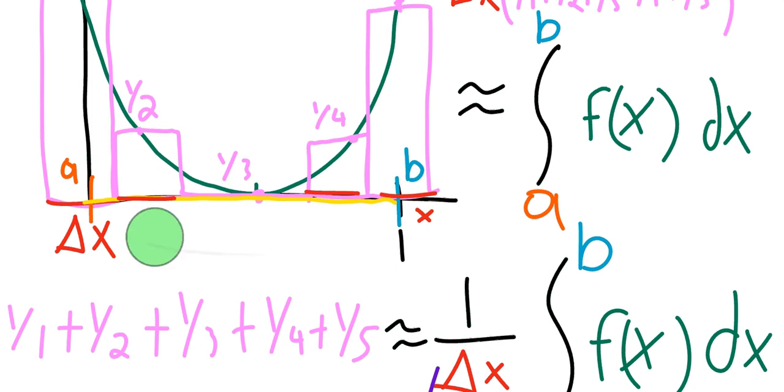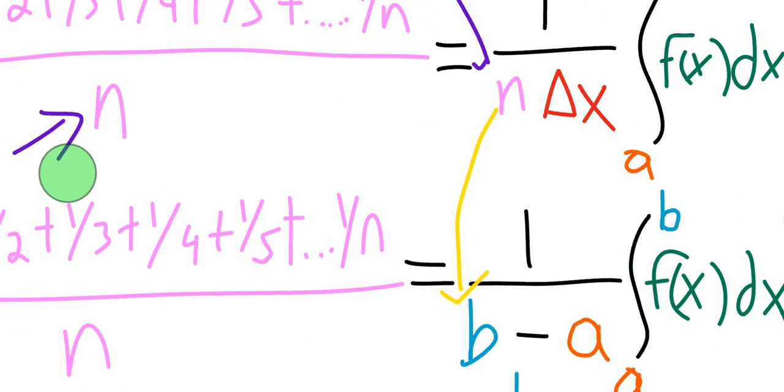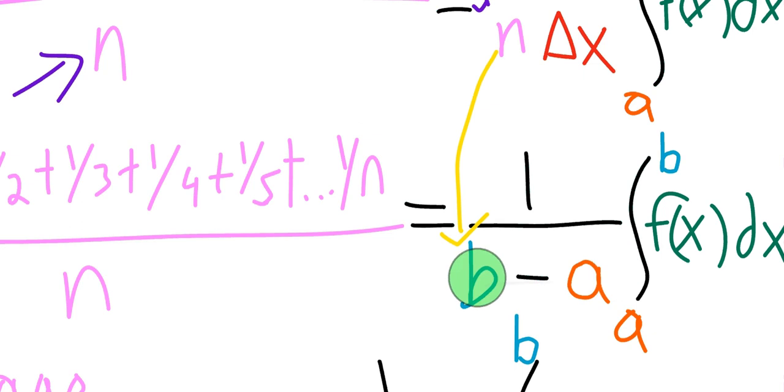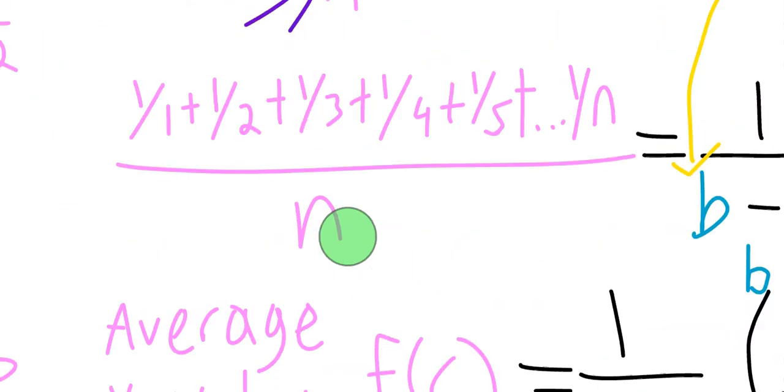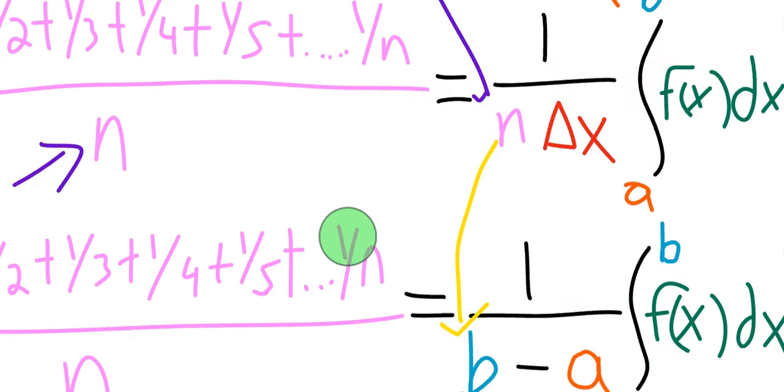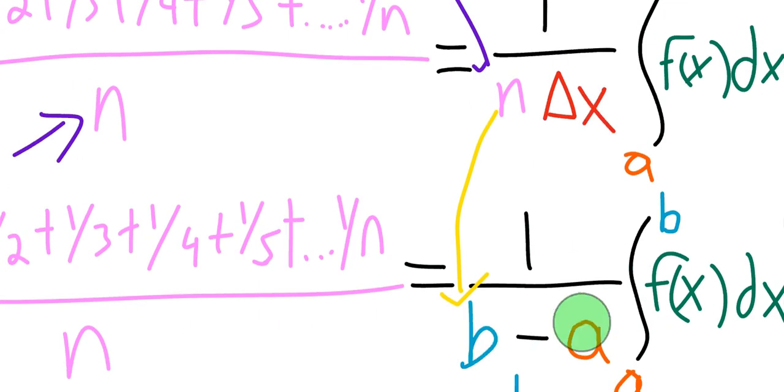So basically, n times change of x, as n approaches infinity, is just going to give you this interval width. And I decided to make that yellow here. So n times change of x is going to give you the width of our interval, which is b minus a. So basically, I can replace n times change of x with b minus a, provided that n approaches infinity, or the number of our y values approaches infinity, since we're talking about all the y values added up on this graph, on this interval, divided by the total number of y values, which again is infinity. So that's basically the key to this proof, is we're replacing n times change of x with b minus a.